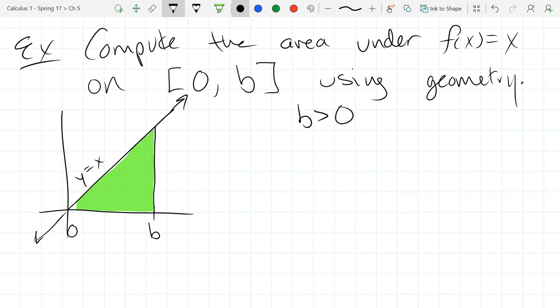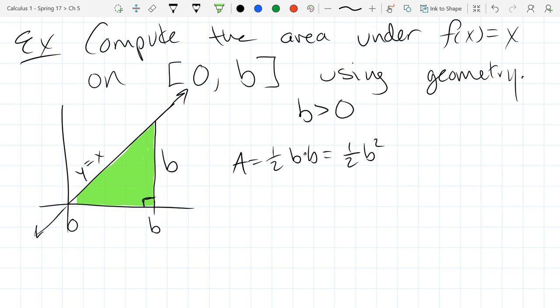Well, I guess that lets us use the height also as b. So we got two measurements of b. Area equals 1/2 base times base. That's 1/2 base squared. All right, so that's area using geometry. Not a terribly complicated computation. So what we're going to do now is use calculus.